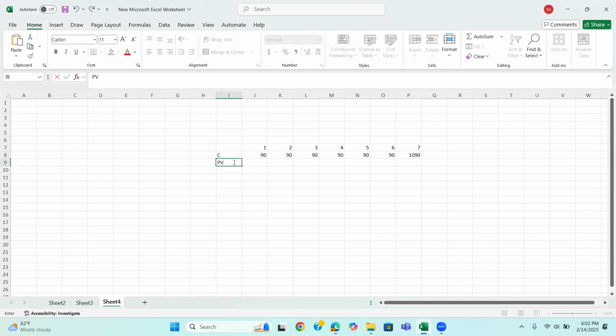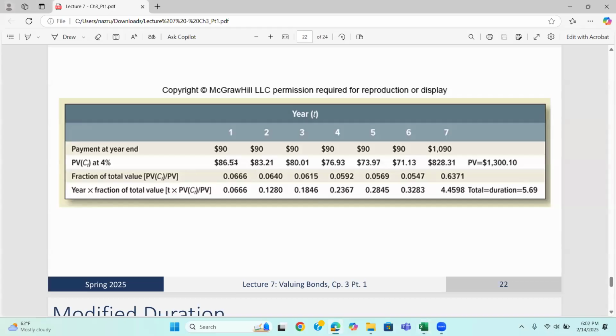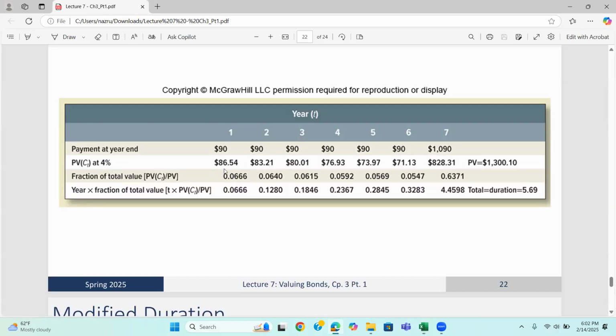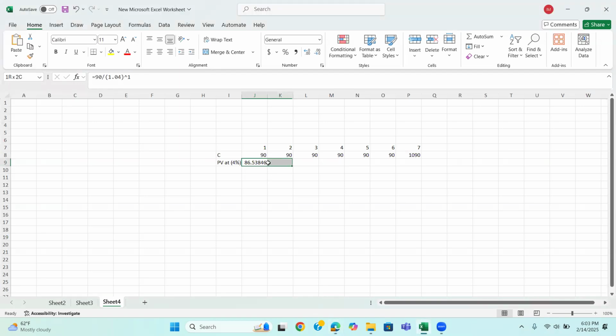Okay, so the present value at 4%. This 4% is actually your discount rate. So for each year, you calculate the present value at 4%. That means you just take your cash flow and divide it by 1.04. And this one is for 1 year. So the first year it is 86.54, right?